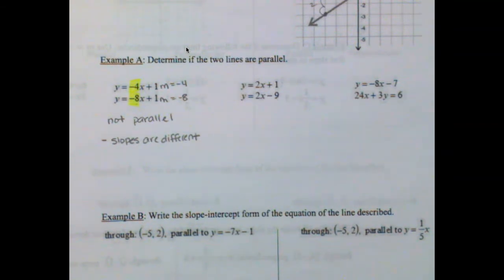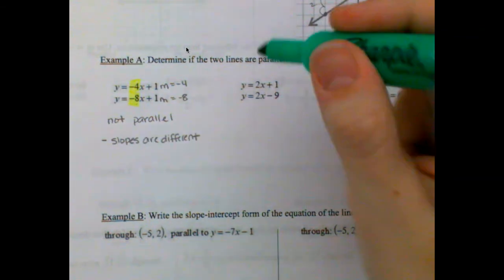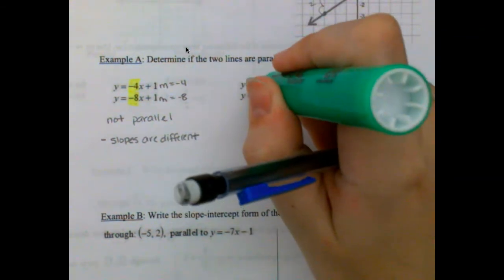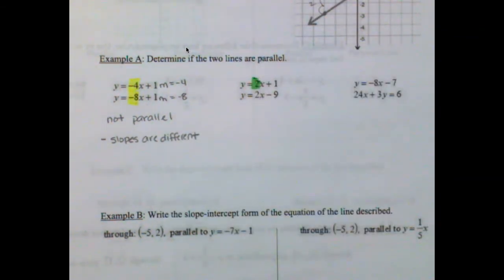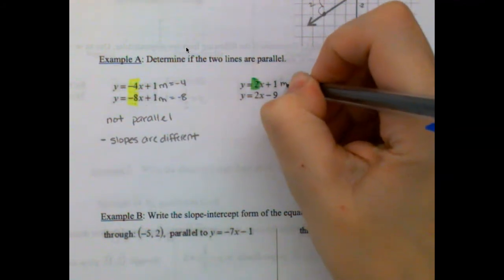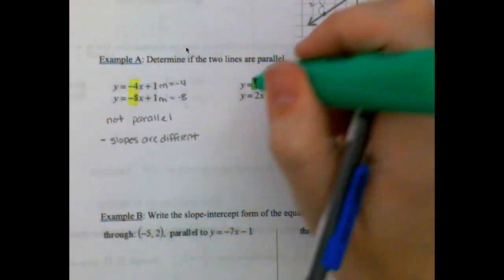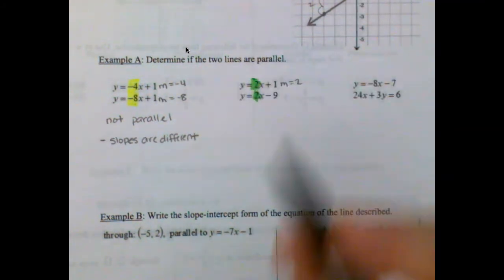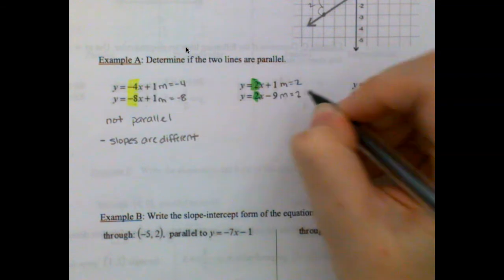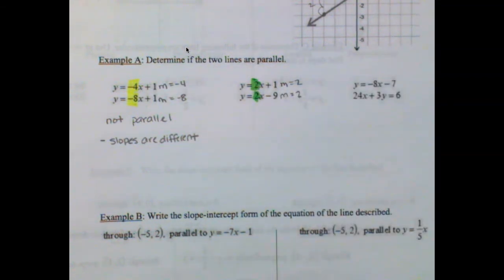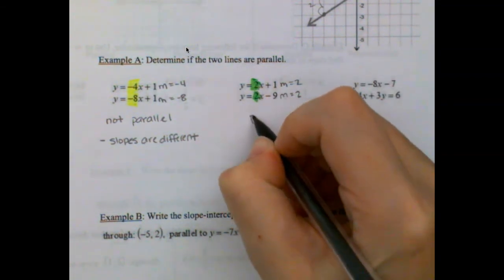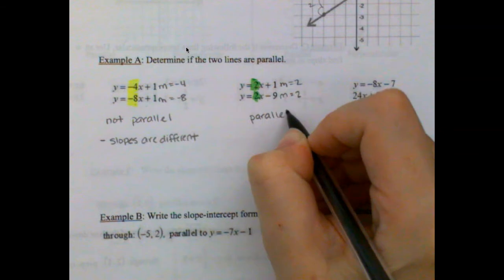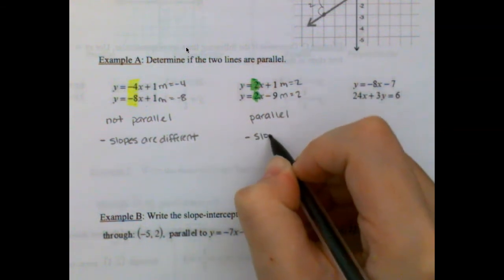Example 2. Both of these lines are also in slope intercept. The first slope is positive 2, so m equals 2. And the second slope is also m equals 2. So since these m's are the same, or the slopes are the same, then they are parallel. And they're parallel because the slopes are the same.